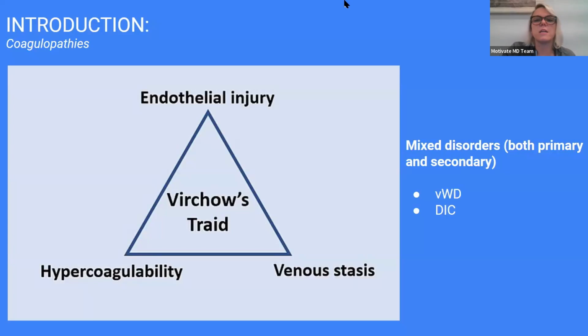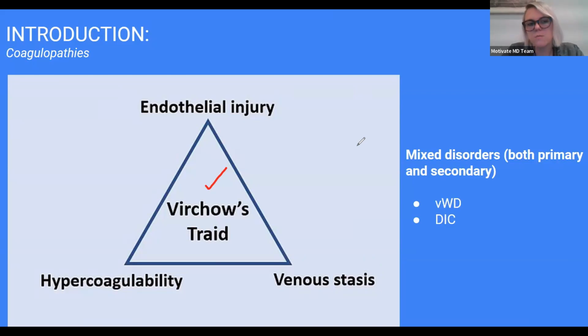One last thing before that is this idea of Virchow's triad, which sets up a perfect storm, if you will, of endothelial injury, hypercoagulable state, and venous stasis. These three things lead to clotting. We get injury to the endothelium. We have something that causes a hypercoagulable state, whether that's pregnancy, a genetic disorder, a long car ride, a long airplane ride, and then venous stasis. If the blood is not moving as much, it sets it up for coagulation.